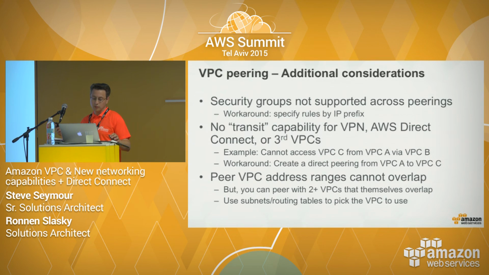And finally, we do need to ensure that the VPC address ranges don't overlap. Meaning, if you have 2 VPCs using the same IP addresses, those 2 will not be able to peer. There's a nuance here, however. Those 2 VPCs can peer with a third VPC as long as the 2 VPCs that share a peering connection do not have overlapping IP ranges.